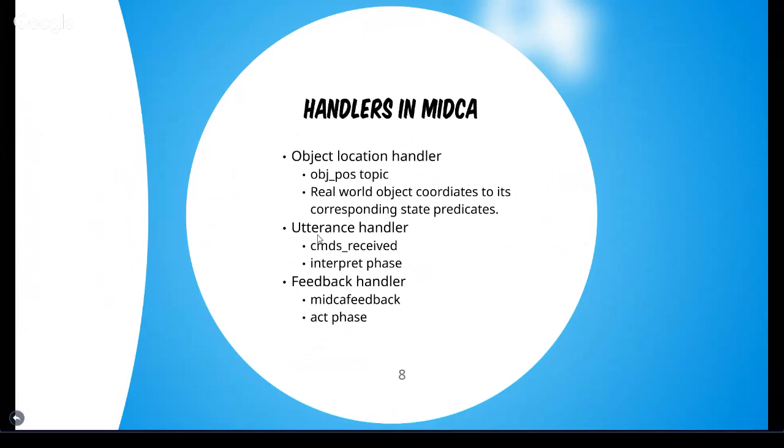The object location handler gets the real world coordinates of an object, and from those coordinates we get the predicates, and during the perceive phase the states are updated. For the utterance handler, we get the text representation, and during the interpret phase we infer goals from that text. The feedback handler gets whether the action is done or not, and that is done during the act phase.